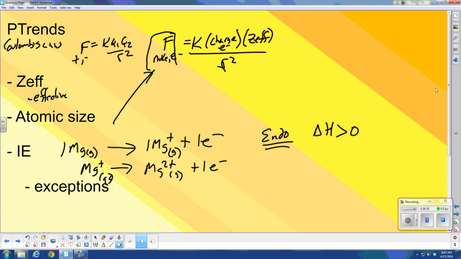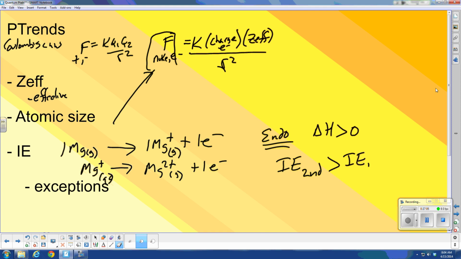Which is bigger, the first or the second? Well, in both cases, we have the same number of protons, but I have fewer electrons in the second case. So that means I'm going to take more energy. My second ionization energy is always greater than my first ionization energy. And when do we see the biggest ionization jump? The biggest jump is when I'm pulling an electron out of the core.